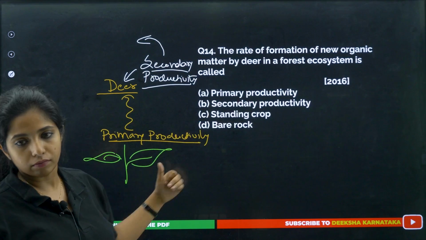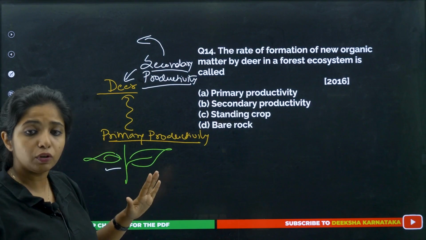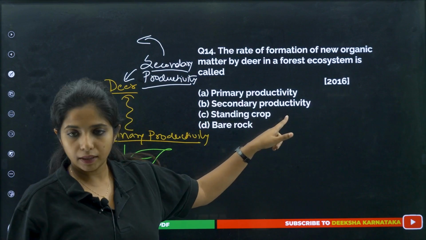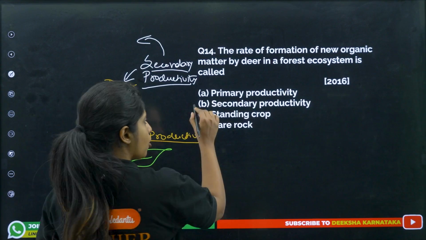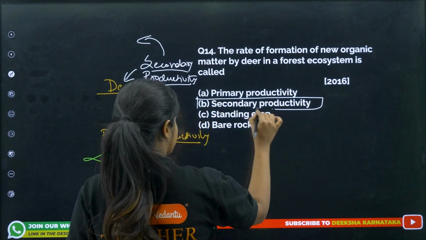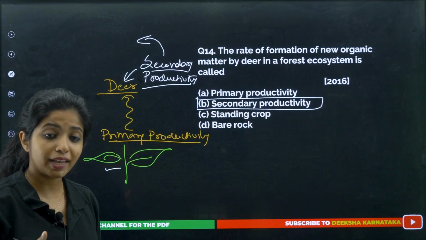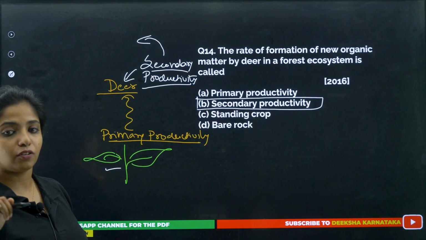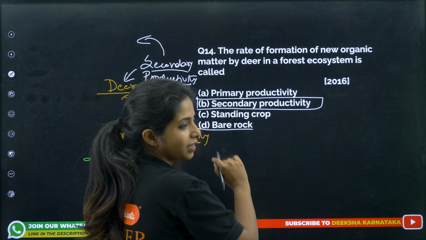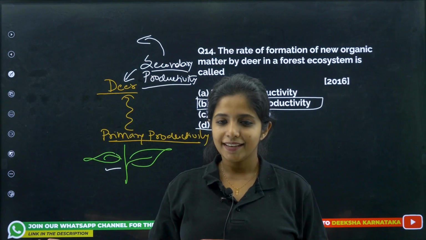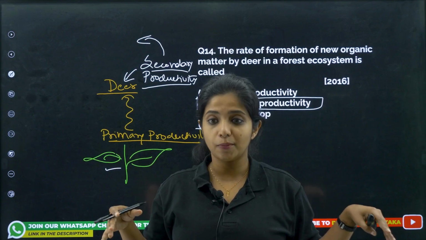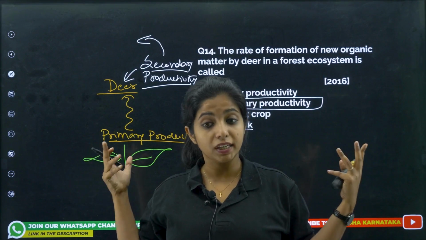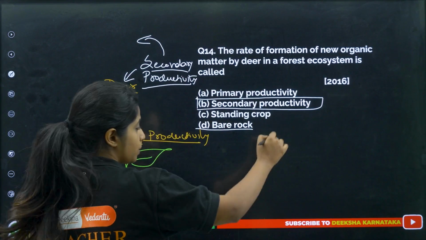Primary productivity? No. Primary productivity is being done by the plants, producers. Secondary productivity? Yes, this is the answer. Standing crop, what is standing crop? The mass of all the living organisms at a given time. Remember, standing crop is that. Bare rock is what? A plain rock where nothing is there. So this is an area where primary succession happens. It's just to make you confused. I don't know why it has been put there, but yes, this becomes the answer.